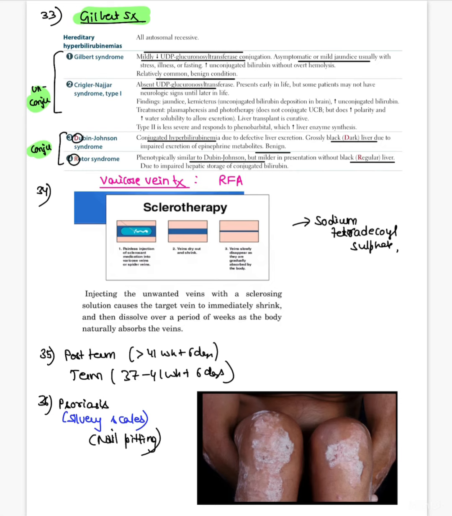The next question they asked was the treatment of varicose veins. We know that varicose veins are dilated, tortuous veins, and there you have the CEAP classification. So how do you treat varicose veins? Either you can do a radiofrequency ablation, or you can remove the entire vein, that is stripping of the vein, or you can do a technique known as sclerotherapy.